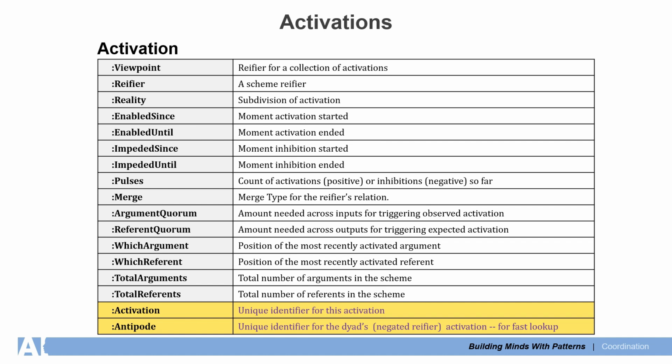The activation also has its own identifier, and in addition it has an antipode, which is the identifier of the opposite of this activation. If the activation has an antipode, this indicates the reifier has a dyad, its negation. Therefore, when the reifier is enabled, then the dyad is impeded, and vice versa, for the specified reality and viewpoint. Initially, reifiers do not have dyads. Dyads and antipodes are introduced under special circumstances.